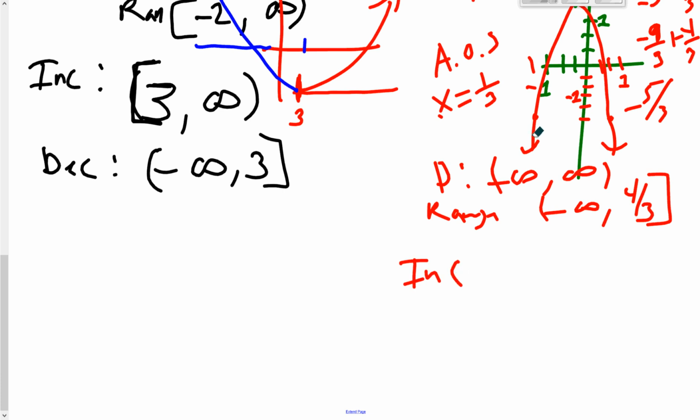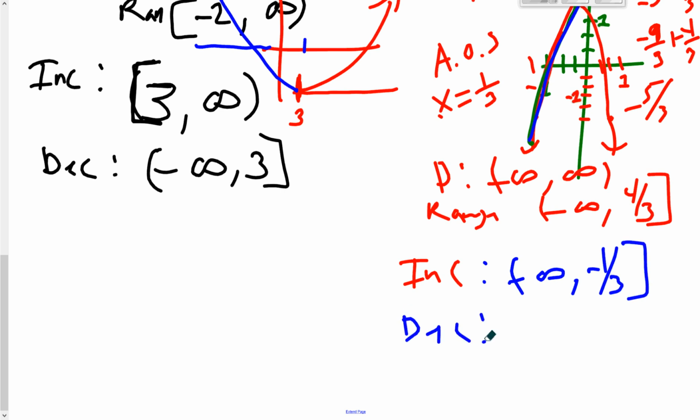Increasing, it goes up. We read it from left to right, right? So it's going up here. Let me use a different color. It's going up right here. It's going up right here. So that's increasing. And it's increasing from -infinity on our x's up until this x value, which is -1/3. And then where is it decreasing? It's decreasing, goes from that -1/3 up into +infinity.